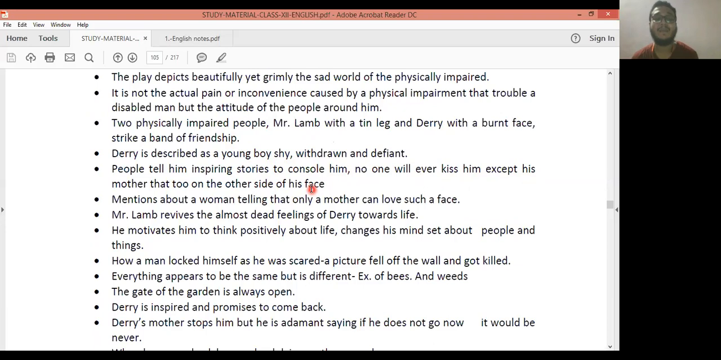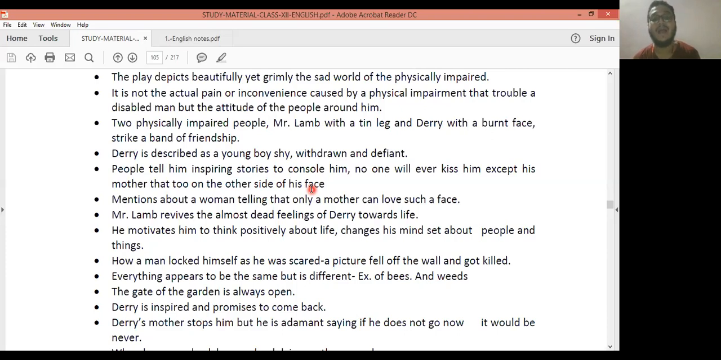At the same time, people tell him inspiring stories to console him, to make him understand that whatever problem he has faced in his life is not a big one. People have other problems in their lives that matter a lot, but they try to make this boy understand. No one will ever kiss him except the mother, that too on the other side of the face. The face that got injured, and the other face is a good one.